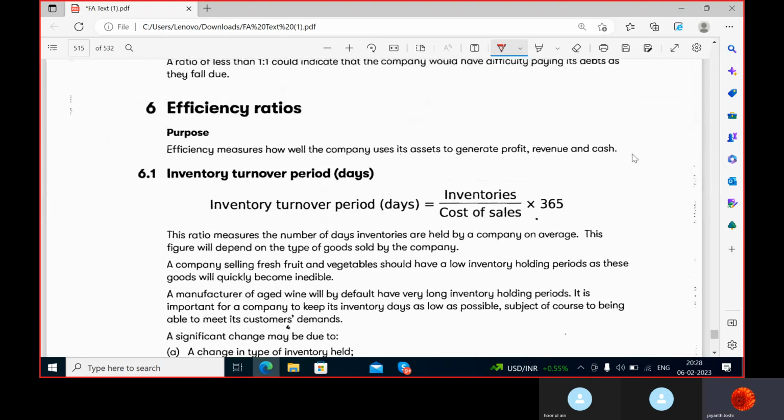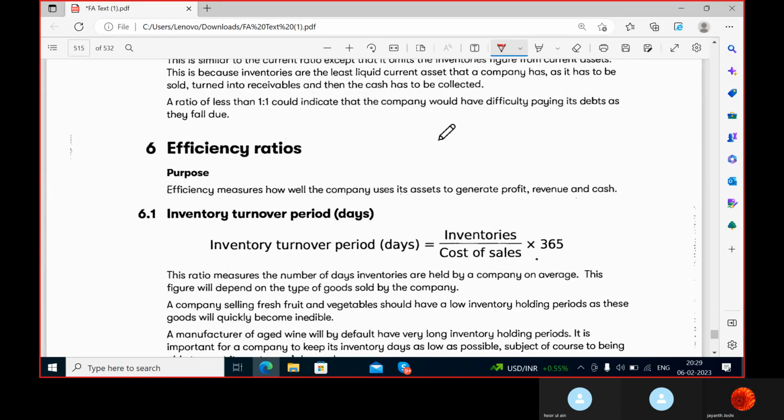So now we'll see the textbook version of the formula. I told you how to find the debt collection period, isn't it so? Now we will see the stock conversion period. The formula which I gave you was 365 days divided by stock turnover ratio, correct?